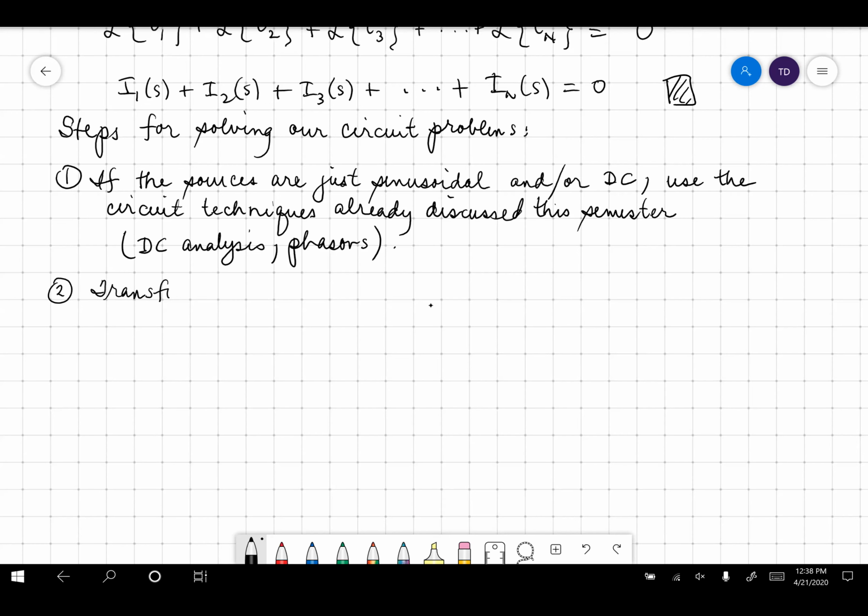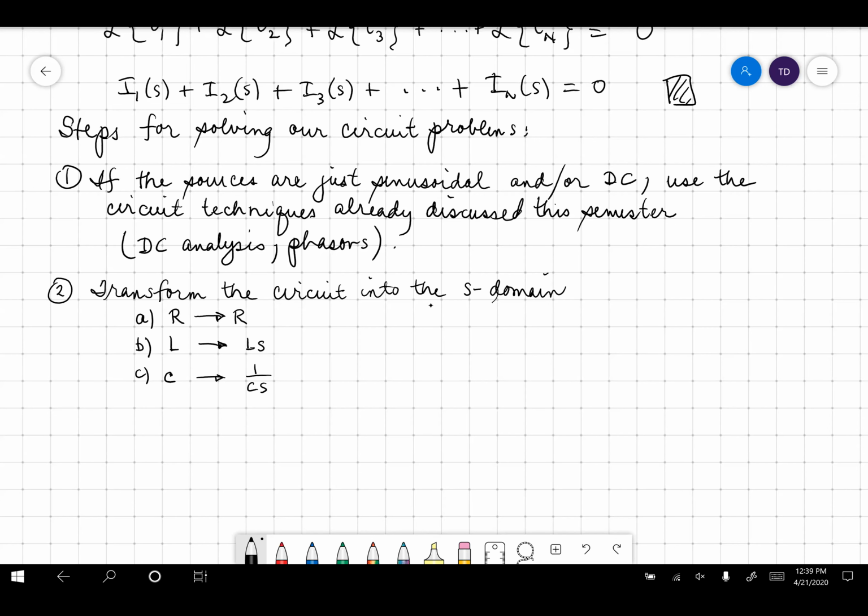Otherwise, transform the circuit into the S domain. S domain is the frequency domain. A lot of interchangeable terminology that I use. How do we do that? A, resistors go to resistors. B, inductors go to LS. C, capacitors, 1 over CS.